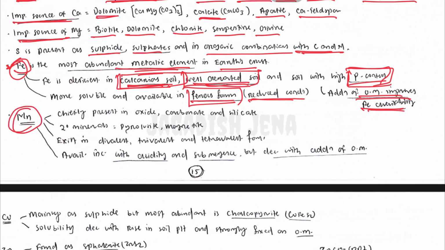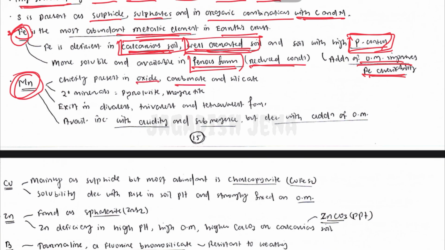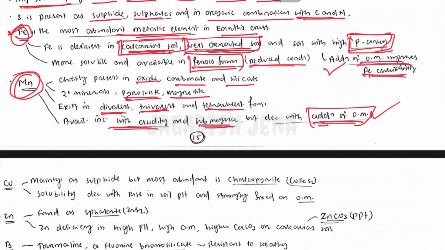Next one is manganese. This is also one micronutrient. It is chiefly present in oxide, carbonate, and silicate form. Secondary minerals like pyrolusite and magnetite also contain manganese. It exists in divalent, trivalent, and tetravalent form. Availability increases in acidic condition and in submergence condition, because manganese is more available in the reduced manganous form, but decreases with addition of organic matter. See, iron availability increases with addition of organic matter, but manganese availability decreases with addition of organic matter. So these are a few distinctions you can use to answer in the examination.